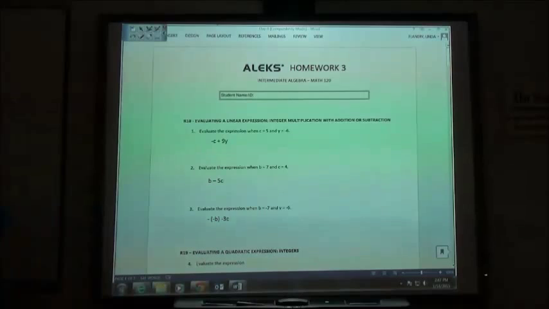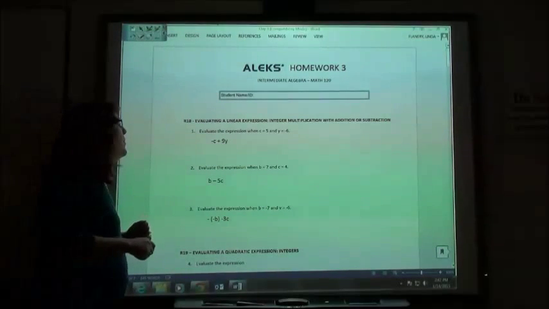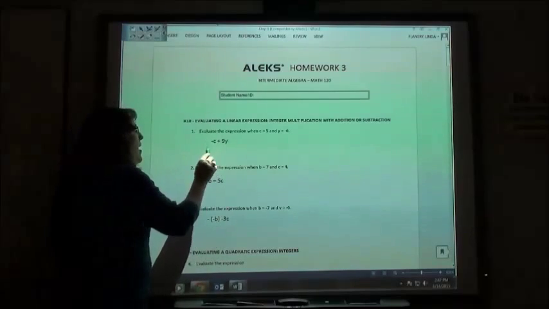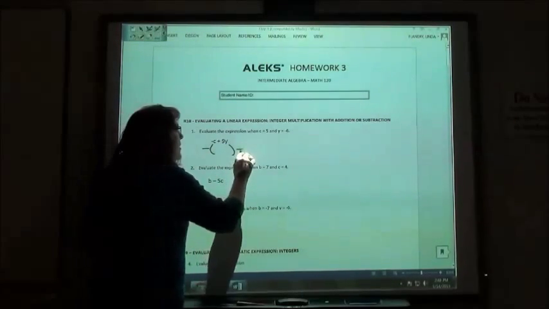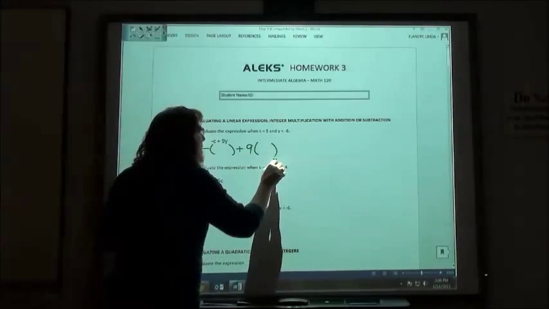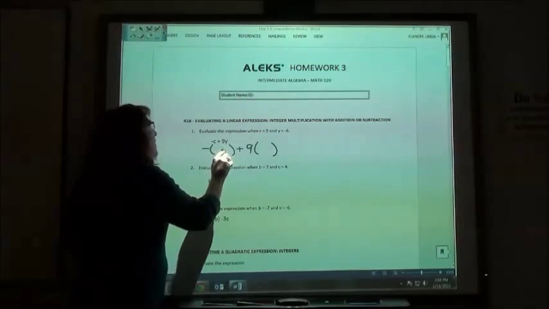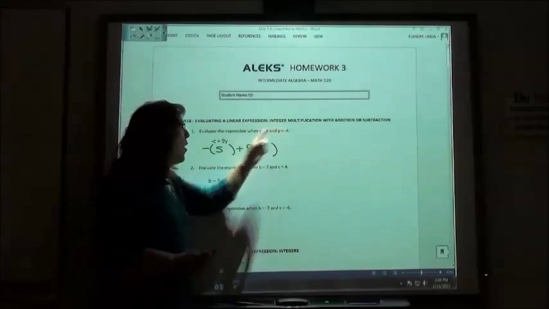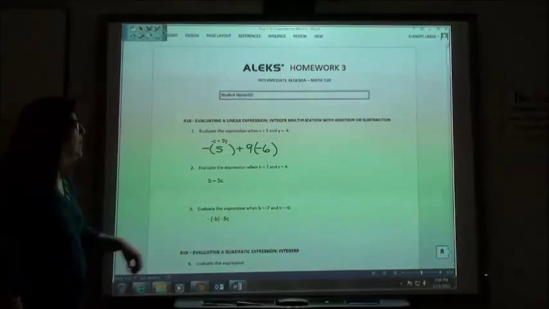So when we evaluate an expression, we're going to put the value that we're substituting in for the variable in parentheses. So here I have negative, and I'm going to put a number in for the c, plus 9 times, and I'm going to put a number in for the y. So in for the c, I'm going to put a 5. In for the y, I'm going to put in a negative 6. Here I'm going to simplify.